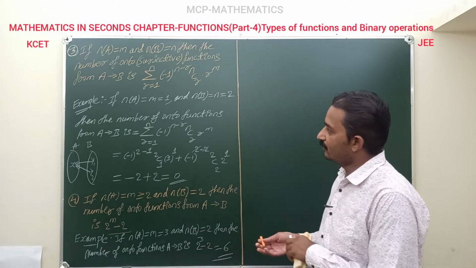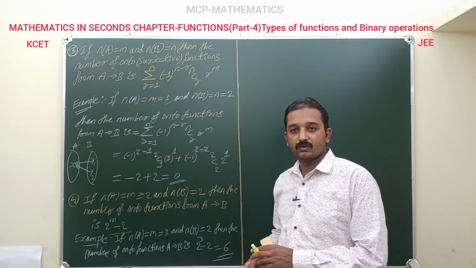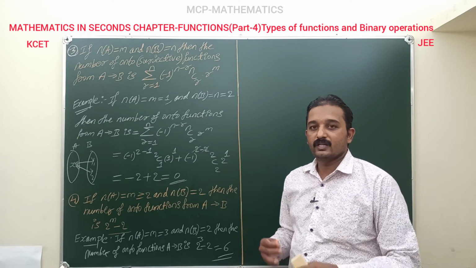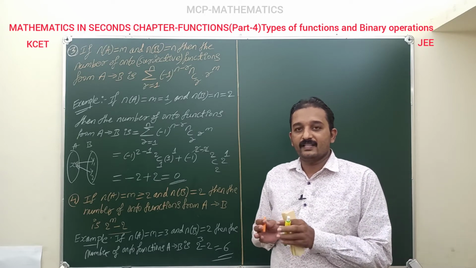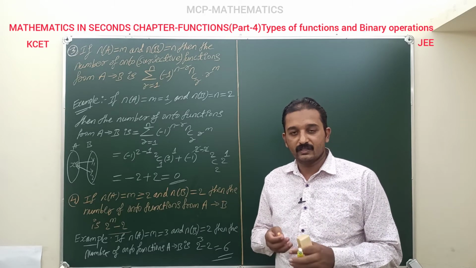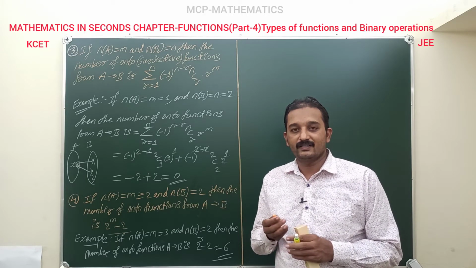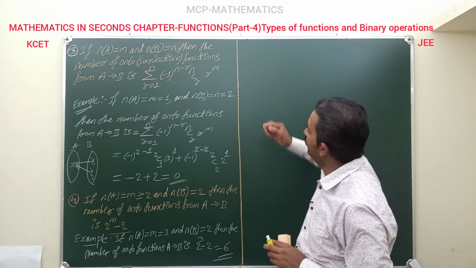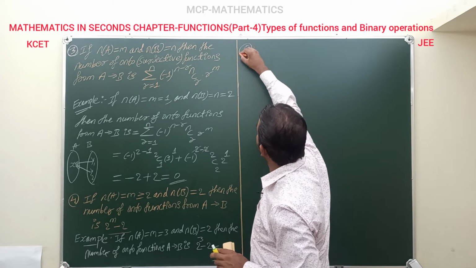So bijective: one-one and onto is also over. One-one means injective, onto means surjective. So if a function satisfies both, that is called a bijective function. A bijective function means it satisfies both one-one and onto. So let us find the number of bijective functions in this case.